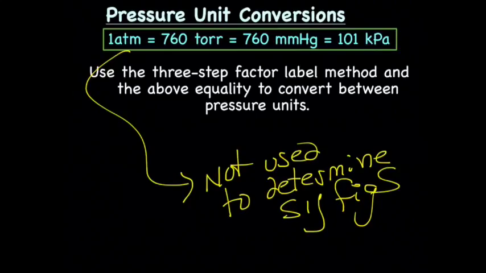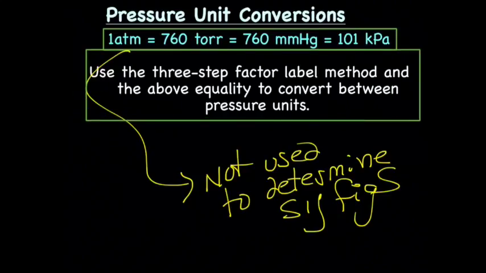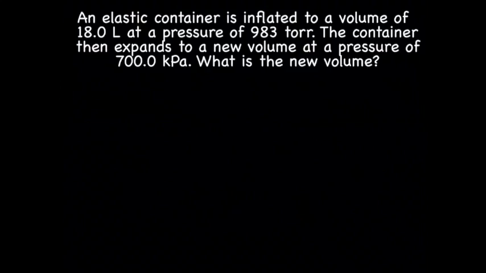So what we're going to learn how to do today is, if we get a problem where we have one unit in millimeters mercury, let's say, and the other pressure unit in kPa, we need to convert between those units and get them the same. To do that, you use the 3-step factor-label method and one of the equalities from above to convert between pressure units. All right, so now we're going to try a problem.